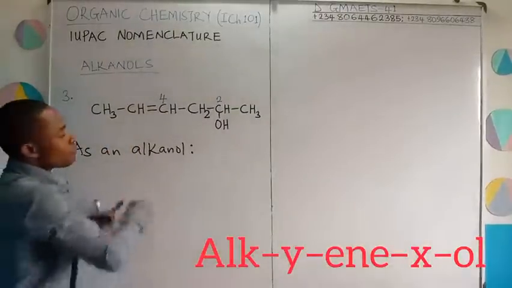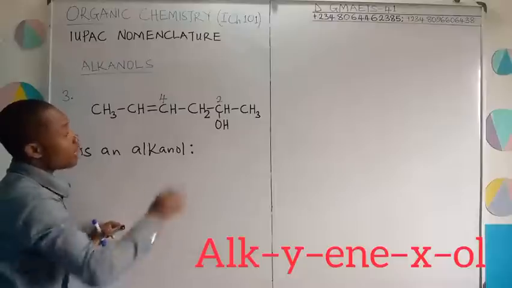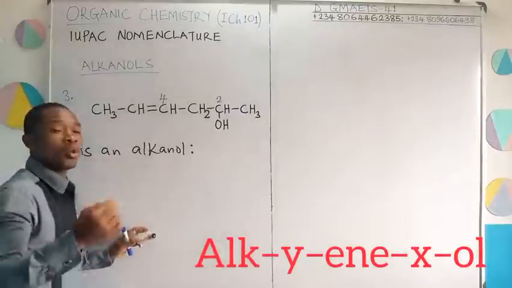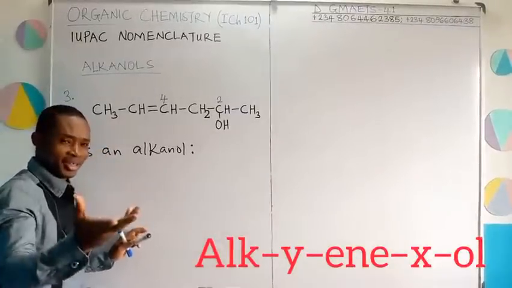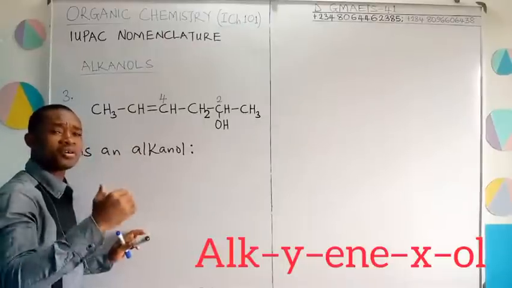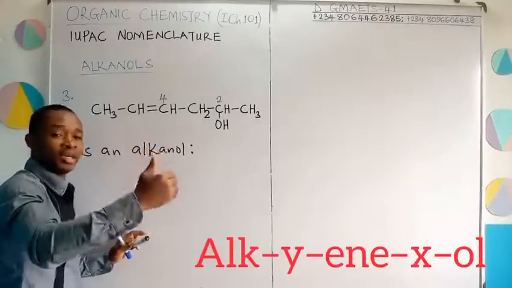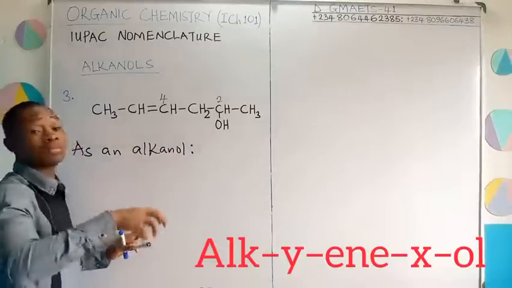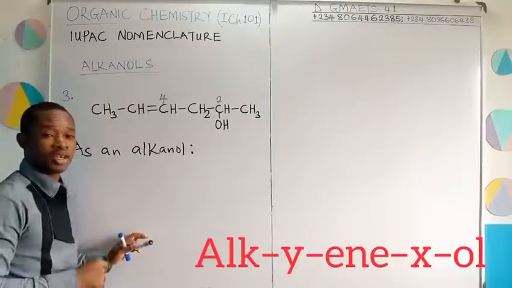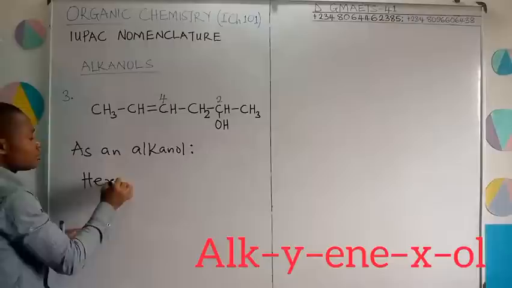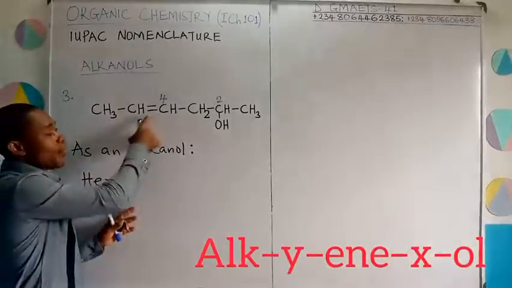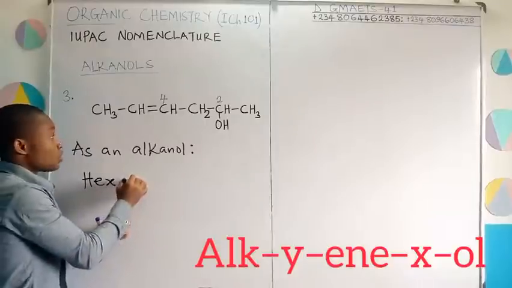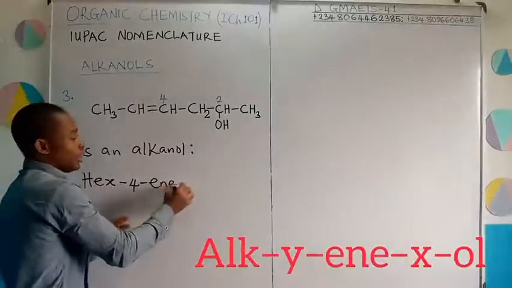So we move on. The longest carbon chain, we said 6 already. No major substituent here. And that 6 carbon atom will have the prefix hex. Remember I told you it's going to go as alk, Y, E, X, or. Y and X represent the position of the carbon atom bearing these functional groups mentioned. So let us go: hex. On the fourth carbon atom we have the double bond, so it's going to appear as a sub-attachment in the parent name we are giving. So hex-4-ene. Then hyphen.